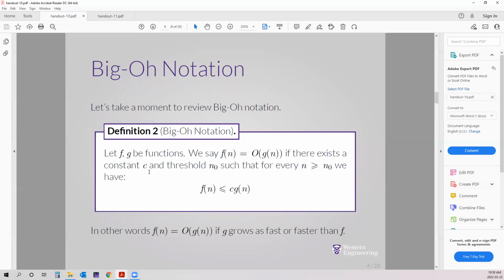In other words, f of n equals big O of g of n if g grows as fast or faster than f. We will see now.